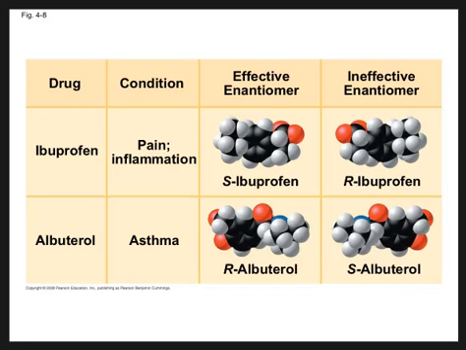So here's an example. This is ibuprofen. It's used for pain and inflammation. It's an NSAID, or non-steroidal anti-inflammatory. This version, the S-ibuprofen version, is effective. It binds, it works, it just does the job we expect the NSAID to do. If the pharmaceutical industry produces the R version, the ineffective enantiomer, the mirror image of S, which they have done, by the way, that's how we get to know these things, it doesn't work.